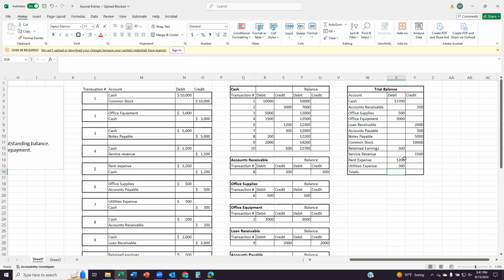Once we've transferred all of those balances over from our ledger, now we're just going to total them up. With Excel, it's nice because we can just use the sum button, right? The auto sum here. And then we'll do the same in our credit column. If we've done it right, our debit and credit totals will be the same. And there we have a completed trial balance.